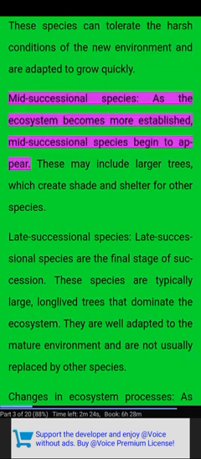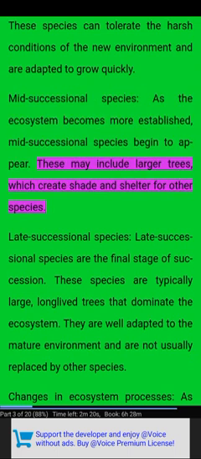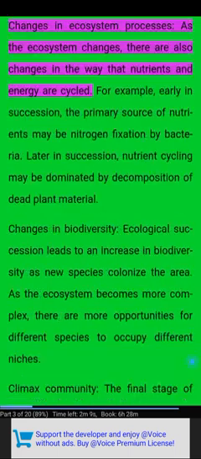Mid-successional species. As the ecosystem becomes more established, mid-successional species begin to appear. These may include larger trees, which create shade and shelter for other species. Late successional species. Late successional species are the final stage of succession. These species are typically large, long-lived trees that dominate the ecosystem. They are well adapted to the mature environment and are not usually replaced by other species.